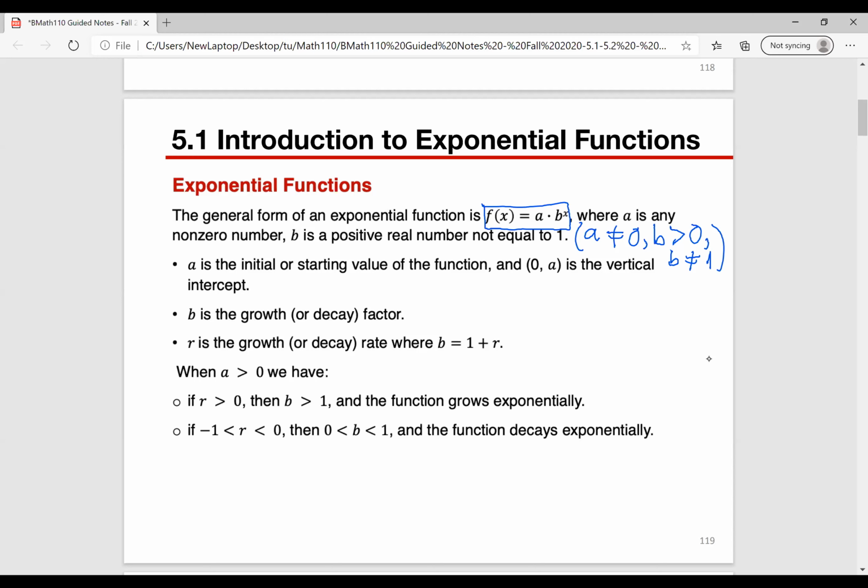So a is what we call the initial or starting value of the function. Then (0, a) will be the vertical intercept or y-intercept. Yes, the y-intercept. Right. So the x-coordinate of the y-intercept is 0.